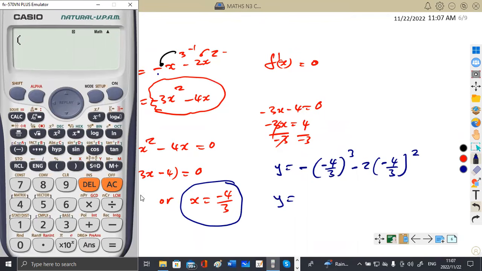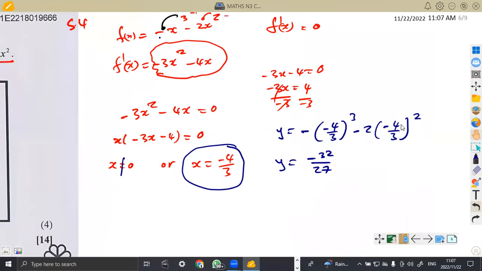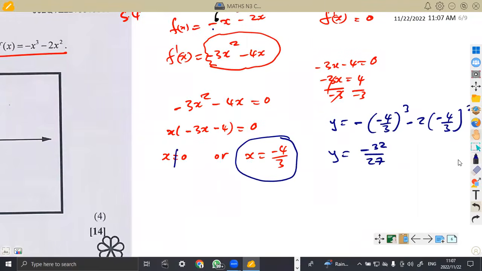Okay, so we said we are going to have negative. There's a negative outside of the bracket. Okay, so there's a negative, then the bracket, there is negative 4 over 3. So it's going to be negative 4 over 3 to the exponent of 3, like that. Negative 2, open bracket, that's negative 4 over 3 again to the exponent of 2. Okay, we are going to have negative 32 over 27, negative 32 over 27. Okay, so that is the value of y to make a turning point, which is the point A. So A is a point, so you can write it in point form.